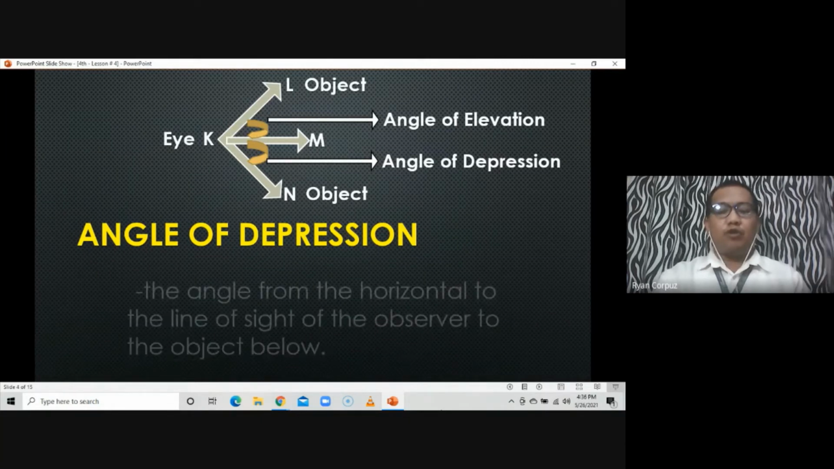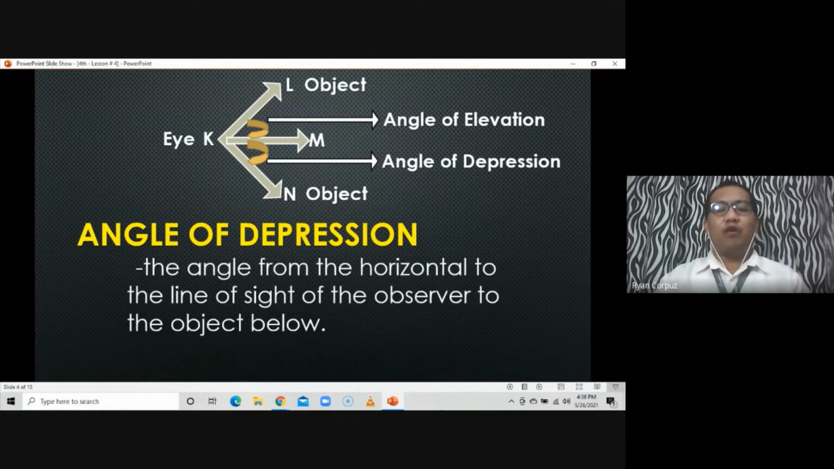So, angle of depression is defined as the angle from the horizontal, again, that's from the horizontal to the line of sight of the observer to the object below. So, yung line of sight na dinefine natin kanina, kasama siya sa definition ng angle of elevation and angle of depression. So, katulad ng sinabi natin kanina, even if you are on the ground, once you've seen an object below you, you can form an angle of depression.